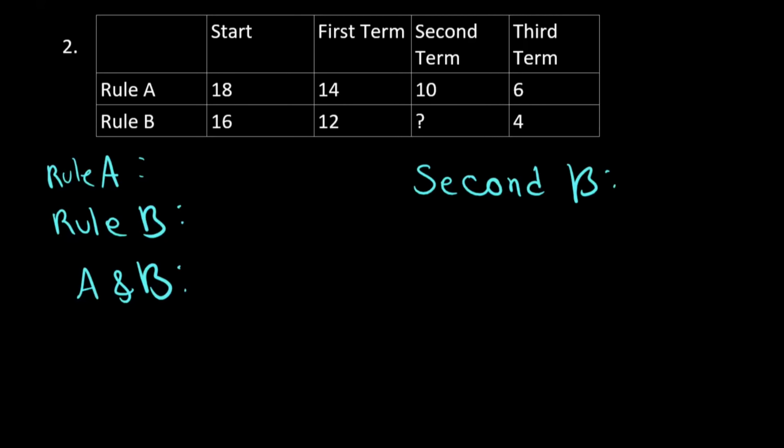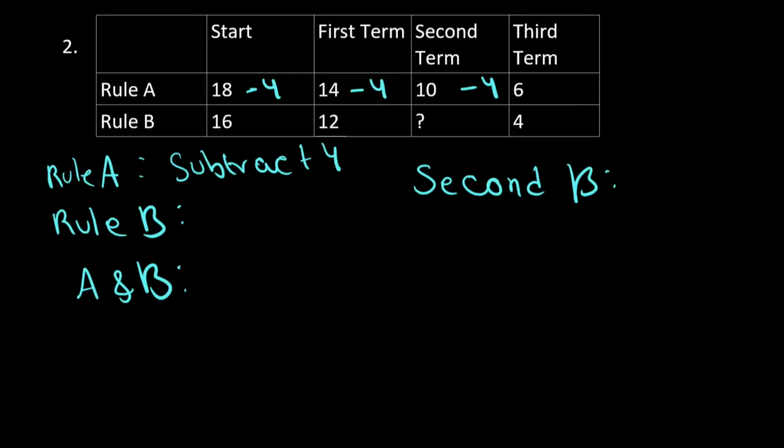So A, it says 18, 14, 10, 6. 18 minus 4 is 14. 14 minus 4 is 10. 10 minus 4 is 6. So it looks like our rule is subtract 4. Okay, subtract 4 from the previous number.